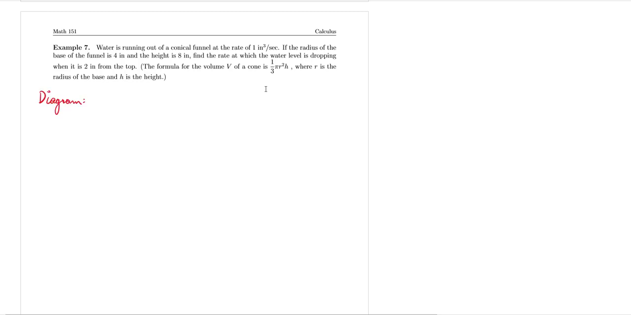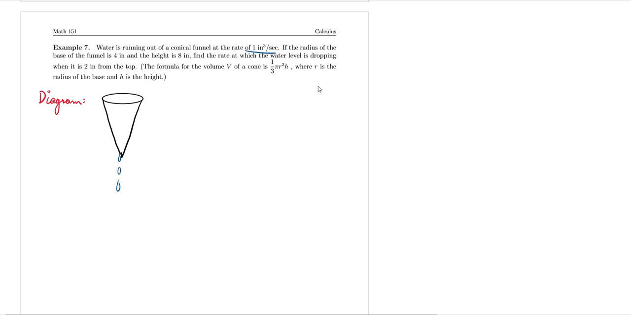Okay, so let's see. I'm going to have the top of the funnel here. There you go, something like this. And let's make the conical funnel. There we go. Something like this. It is dripping here. And the rate at which the water is funneling out is 1 inch cubed per second.